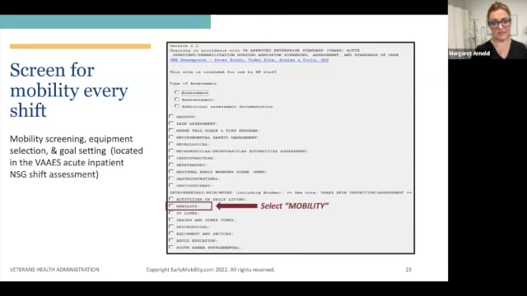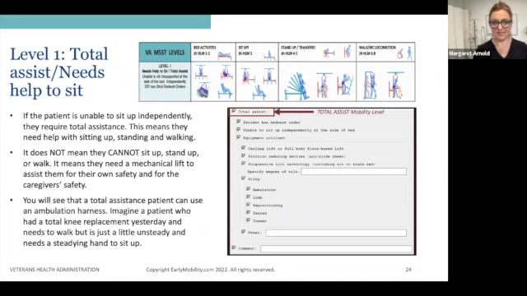So for this note, you'll see that in that shift assessment or the admission assessment, there's a spot for mobility. You're going to select this box. Level 1, total assistance, needs help to sit. This patient is unable to sit up independently. They require total assistance. This means they need help with sitting, standing, and walking. It does not mean they cannot sit up, stand up, or walk. It means they need a mechanical lift to help them. We are purely replacing the manual assistance with a lift assist.